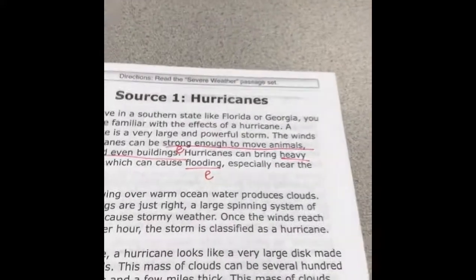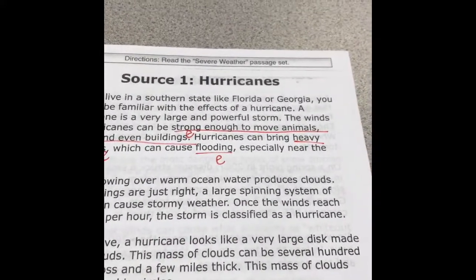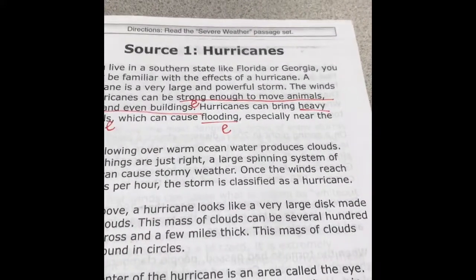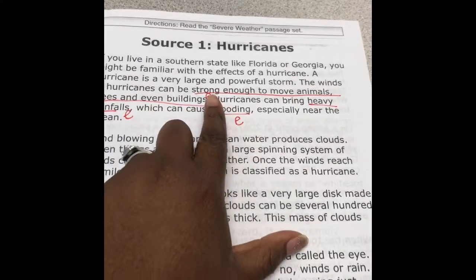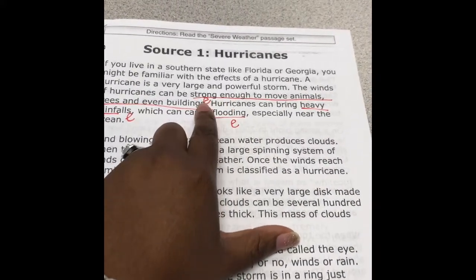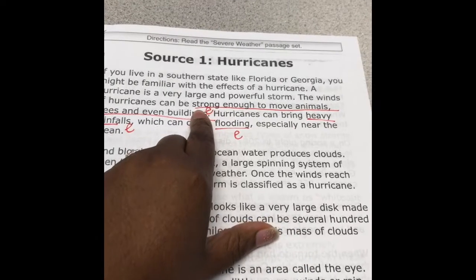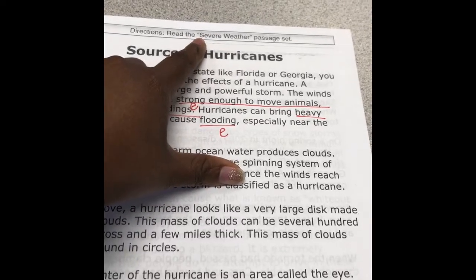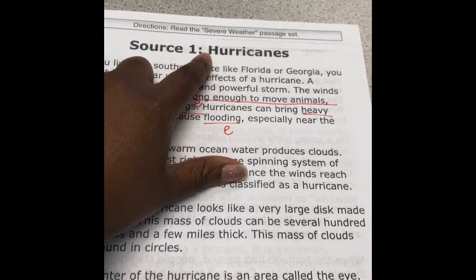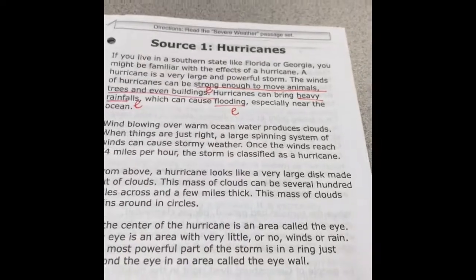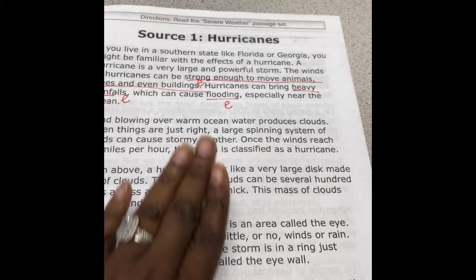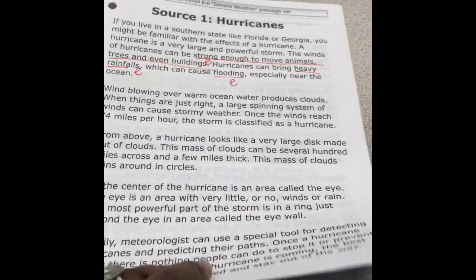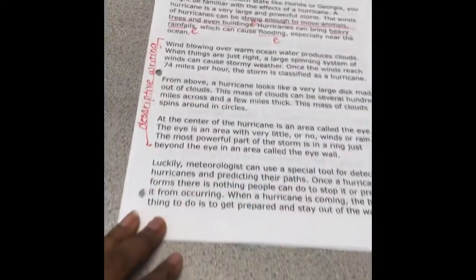And usually the text is in the front, but I always tell them, you may want to preview the text, but go to the prompt first and read the prompt. So here, as you notice, I've underlined and put an E because this was a detail that showed me the effect of severe weather. And the severe weather we were reading about was hurricanes. So this is source 1, the first article. Here I only underlined the details for the effects of severe weather. The rest of my paper is clean.